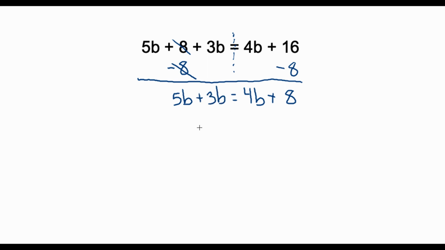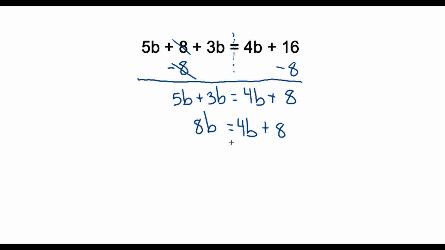Now, if you're pretty advanced, you could have added this already, and we would have gotten 8b here, but I'm going to not do that step yet. I'm going to do it underneath it. As you can see, 5b and 3b are like terms and they're on the same side of the equation, so you simply add them together without subtracting anything. Okay, so underneath it we're going to get 8b. Bring down the equal sign, 4b plus 8 on this side.